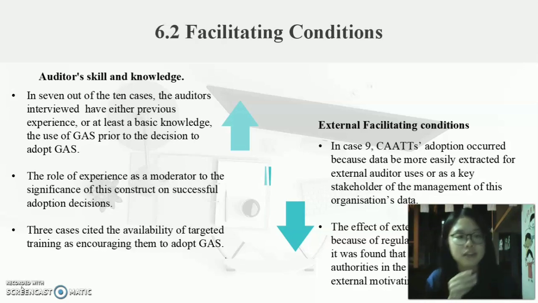As for the effect of external facilitative factors because of regulatory influence, it was found that a number of local authorities in the UK are using GAS due to external motivating factors. The interviewees explained that those authorities were audited by the UK's Audit Commission, which is itself an extensive user of GAS and encouraged them to do so.